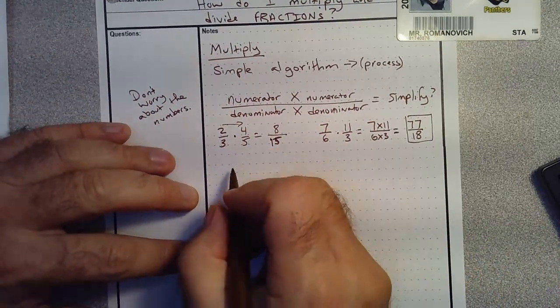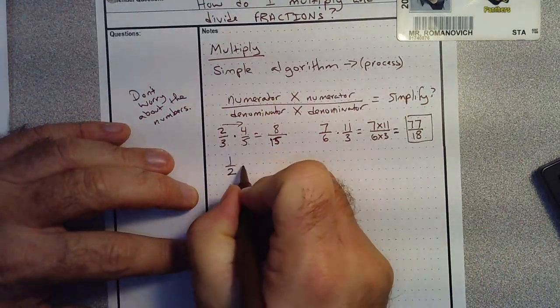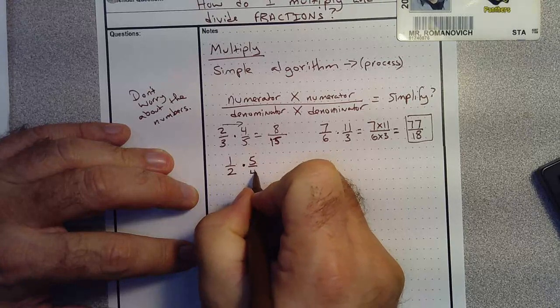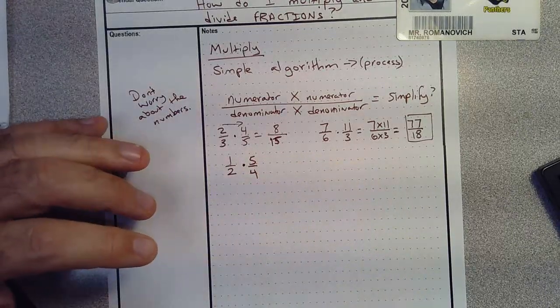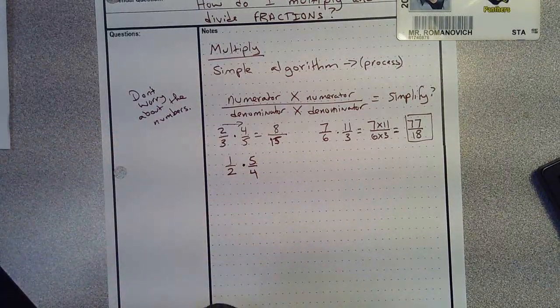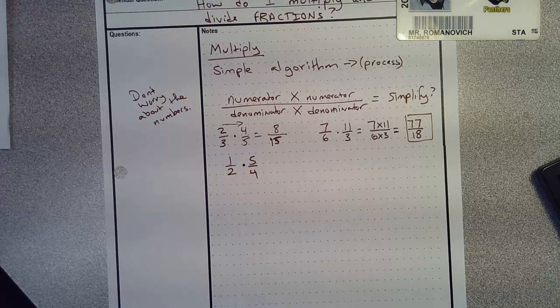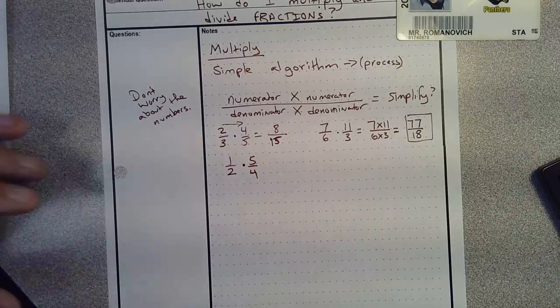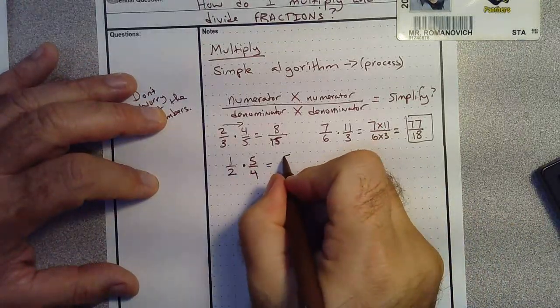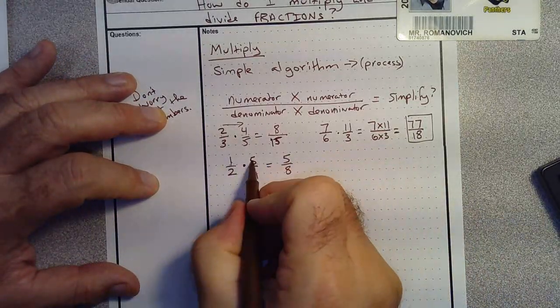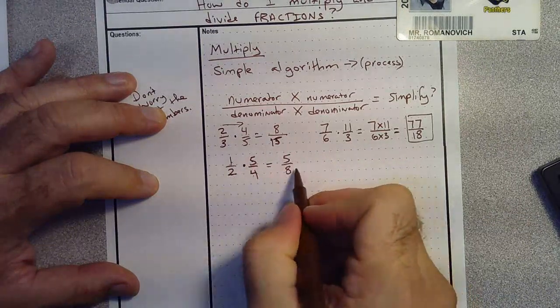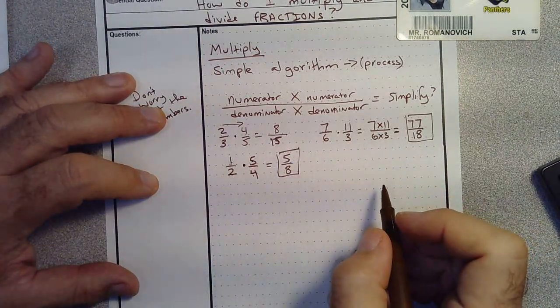Let's try one on your own here. 1/5 times 5/4. And let me wait like 10 seconds. So I'll watch my clock here. All right, that's enough. I get 5/8. 1 times 5 is 5. 4 times 5... 1 times 5 is 5, 2 times 4 is 8. Done.